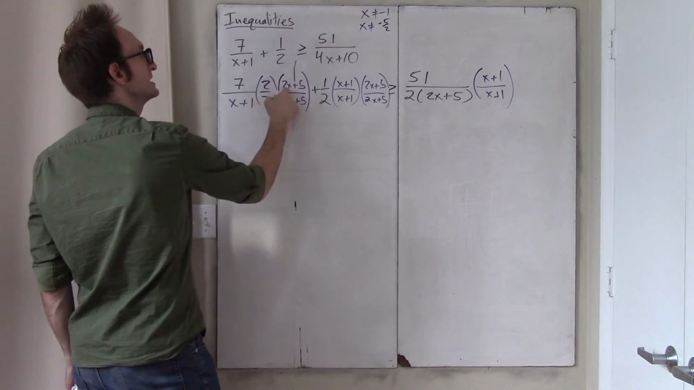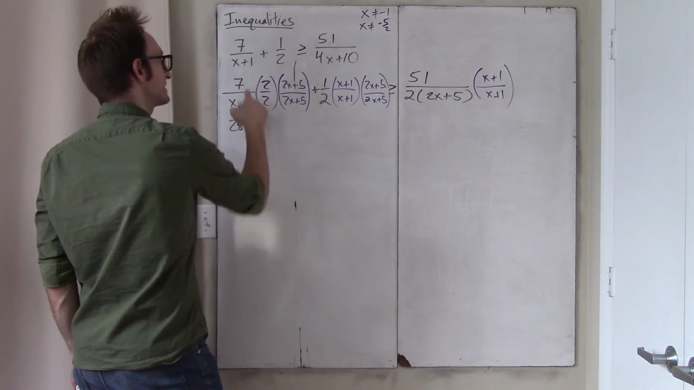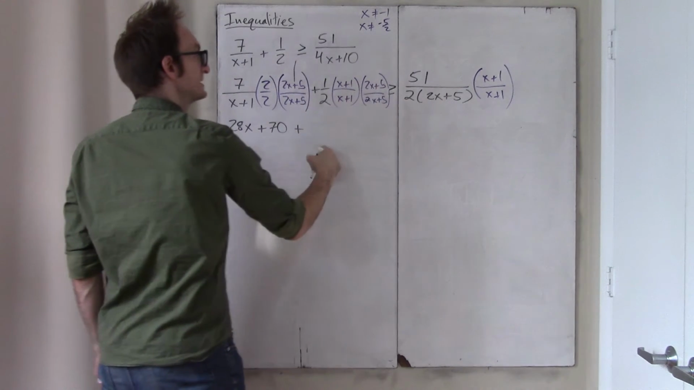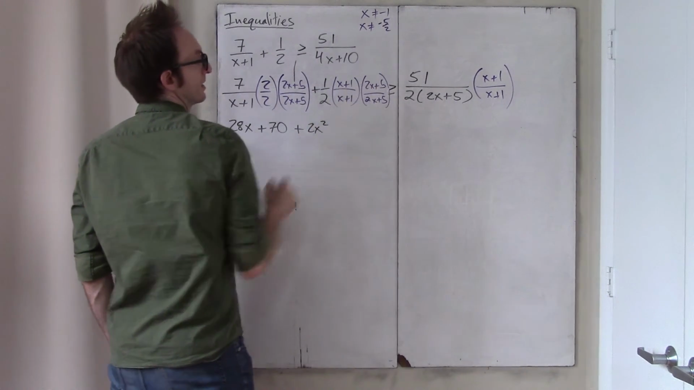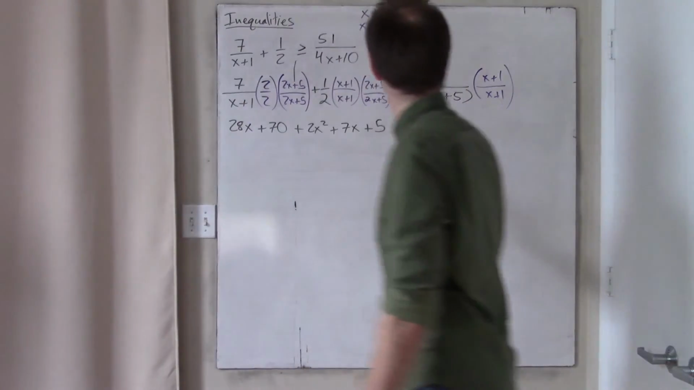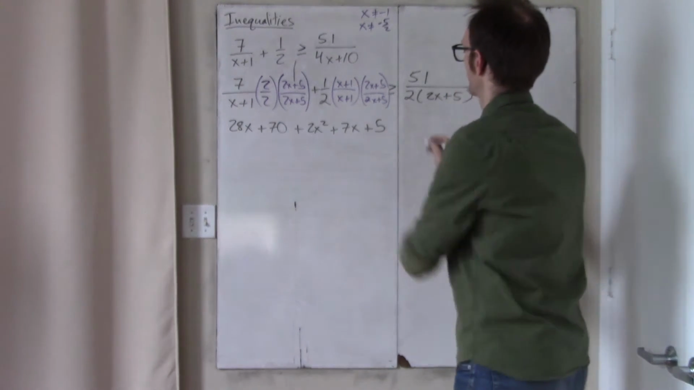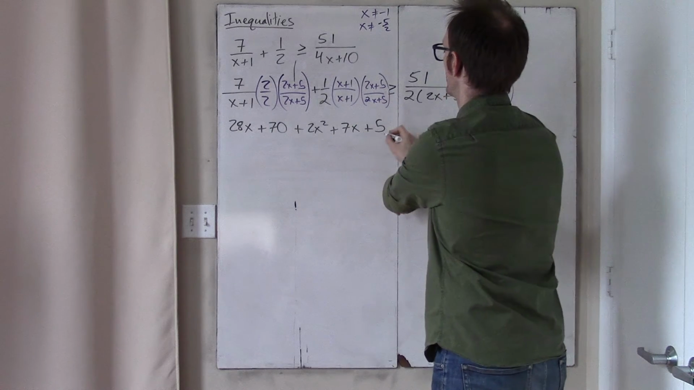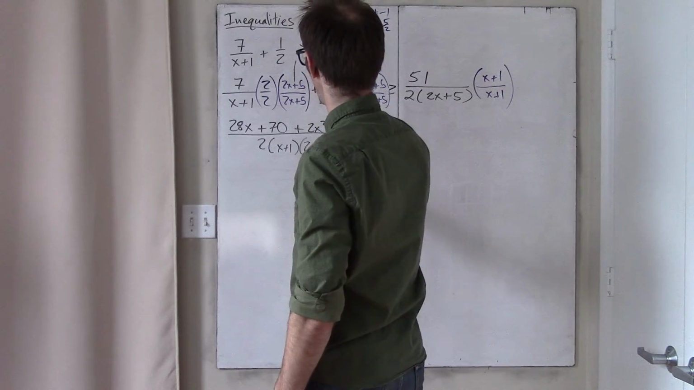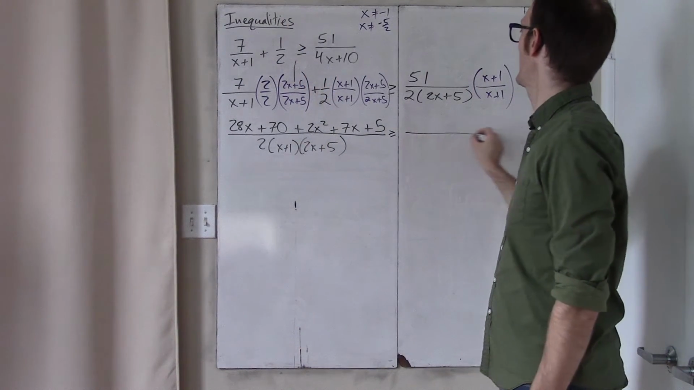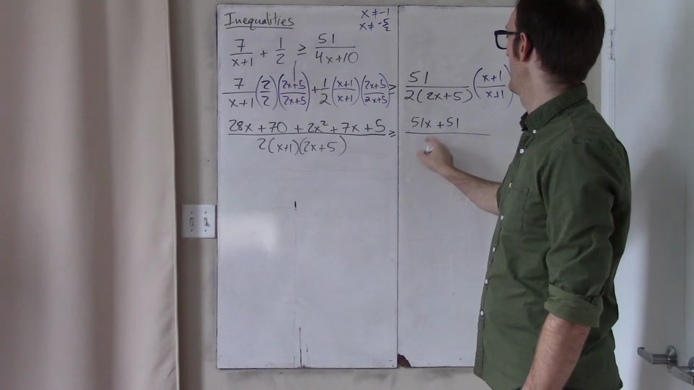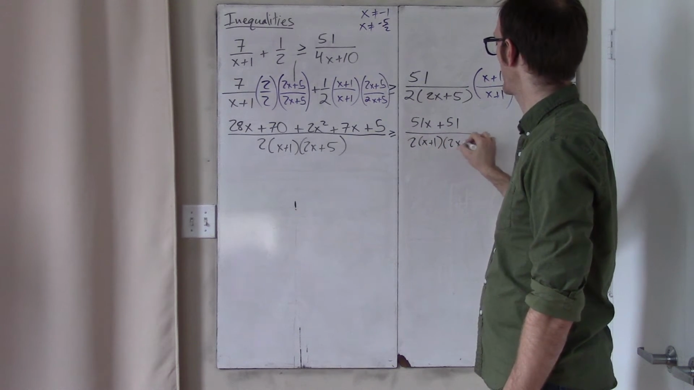If we distribute through, that's 14 times 2x, so that's 28x. 14 times 5 is 70, plus, multiply these out, that's going to give me 2x squared plus 7x plus 5. Then greater than or equal to, all of this is over 2x plus 1, 2x plus 5. And over here I have 51x plus 51 over 2x plus 1, 2x plus 5.